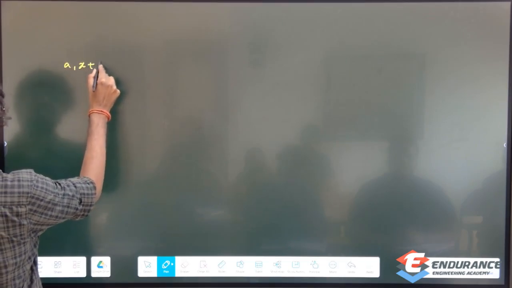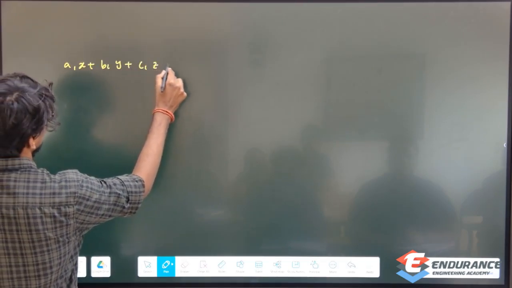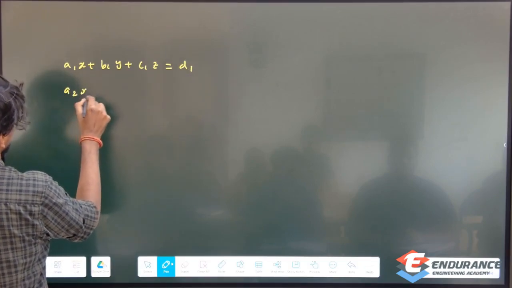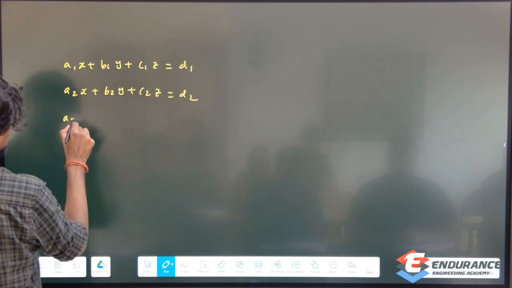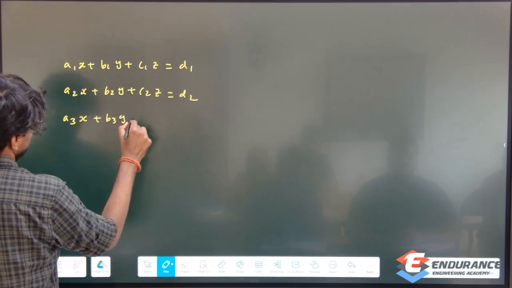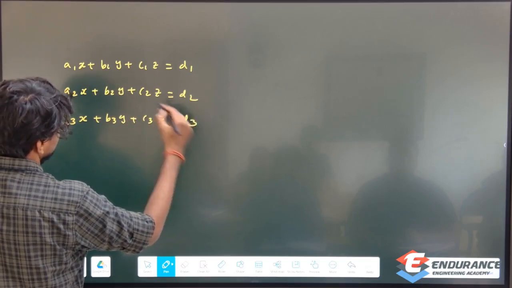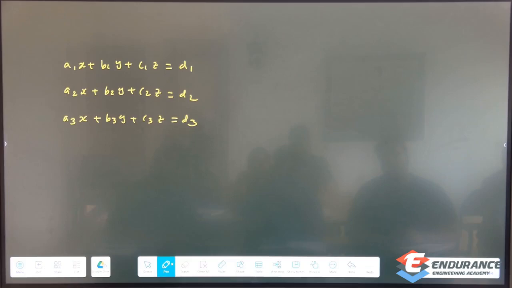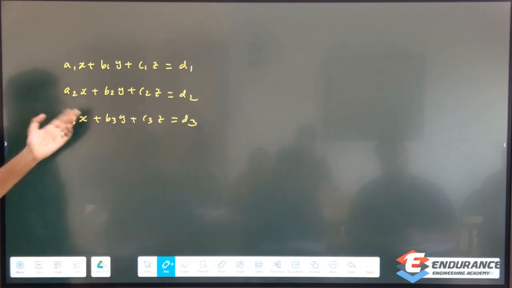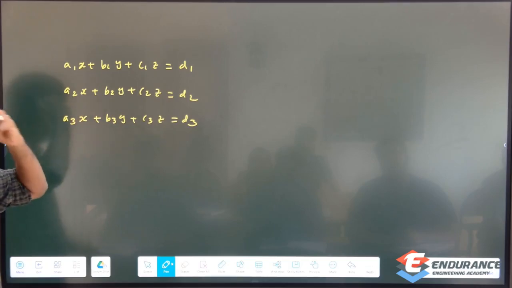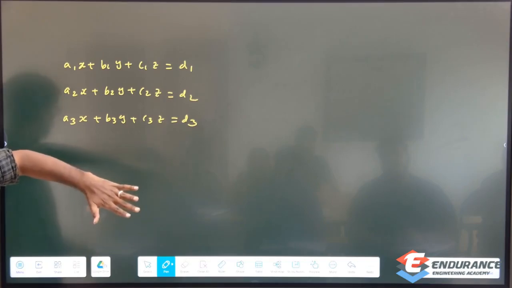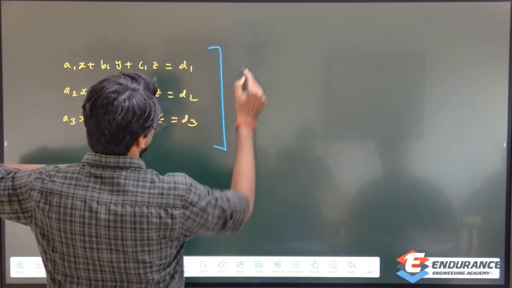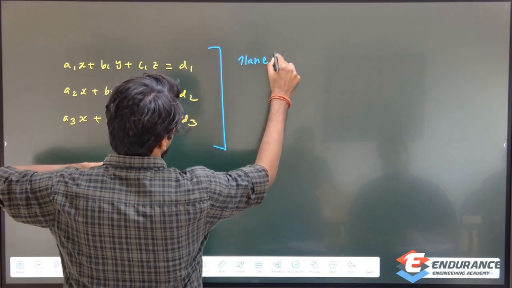What about an equation like this: a1x plus b1y plus c1z equal to d1, a2x plus b2y plus c2z equal to d2, a3x plus b3y plus c3z equal to d3. What about these three equations? What kind of equation does it correspond to? It's a plane surface. Okay, it's not a straight line, it's going to be a plane.